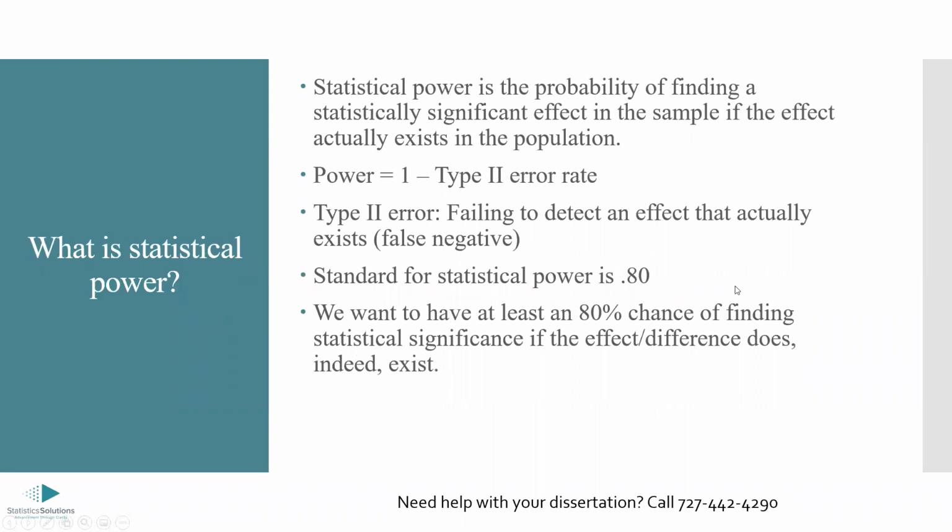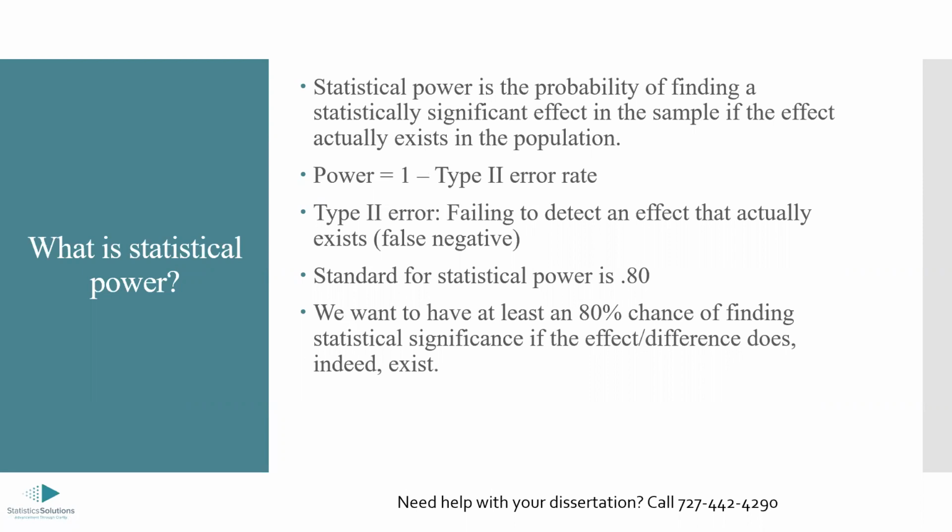What is statistical power? Statistical power is the probability of finding a significant effect if the effect actually exists amongst your population. So the power is calculated through this formula. It's 1 minus your type 2 error rate. And the type 2 error is essentially the probability of failing to detect an effect that actually exists.